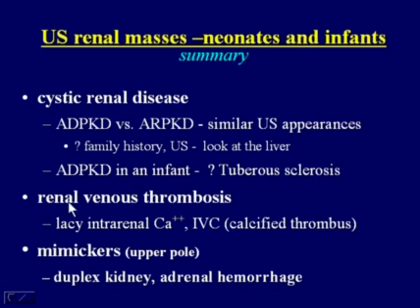And finally, renal venous thrombosis, again, can present with mass-like enlargement of the kidney with hematuria, hypertension. You should think about that diagnosis, particularly if you see lace-like intrarenal calcifications like I'd shown you, as well as the calcified IVC thrombus. And finally, there are some mimickers, like I'd mentioned, in the upper pole, such as that which you would see with a duplex kidney. Think about that, particularly if you look at the bladder and see a ureterocele, or the adrenal hemorrhage. And I thank you for your attention.